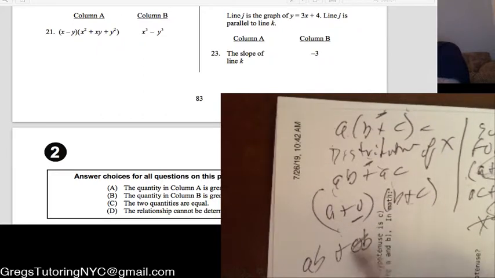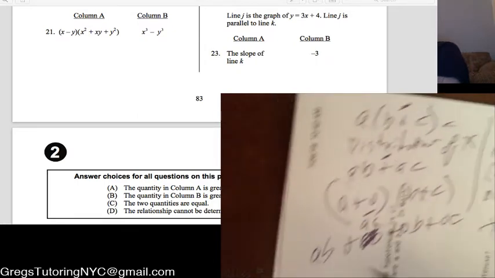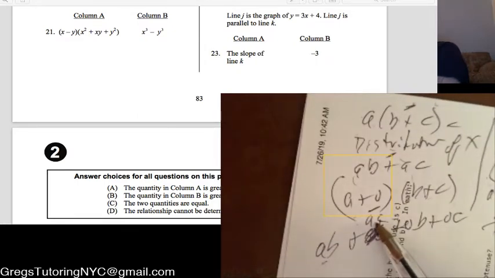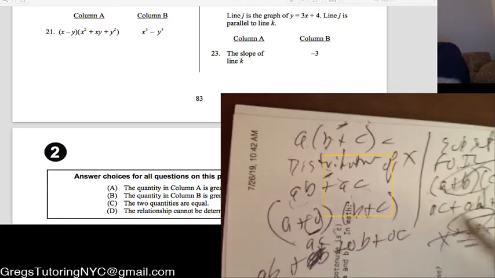Sorry, let me do it formally as a FOIL. AC plus 0B plus 0C. So we get AB plus AC. And that's what the rule is. So it turns out if we use 0, we're actually doing a FOIL. We're doing a shorthand of the FOIL.